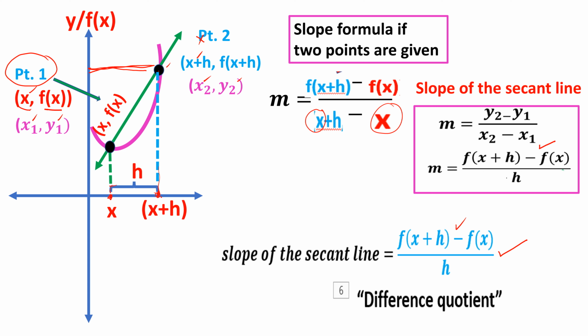Now, I would like you to observe what will happen if this line moves towards x. If this line keeps moving until it gets closer and closer and closer to that particular point, what do you observe? What do you call the secant line as h gets closer and closer to 0, as the second point gets closer to x?